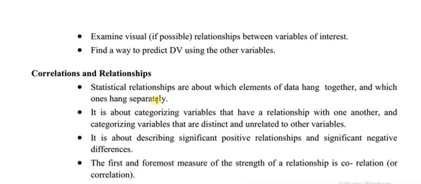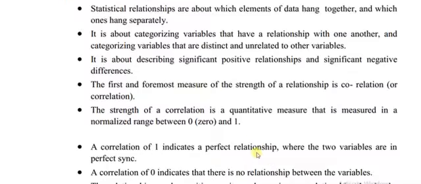Again, it is about describing significant positive relationships and significant negative differences. So what are the common similarities, or the commonalities, that form the positive relationship, and what are the differences that form the negative differences. The first and foremost measure of the strength of a relationship is correlation. That is how closely the two items are related to one another.